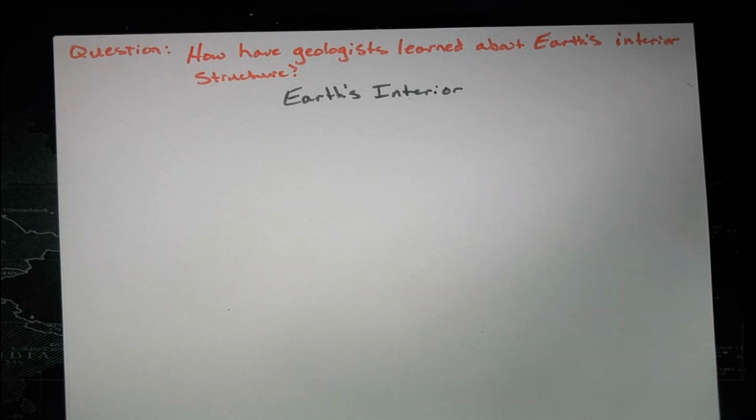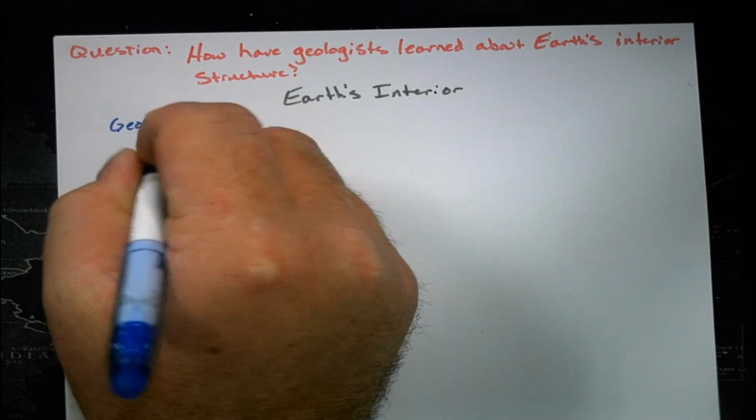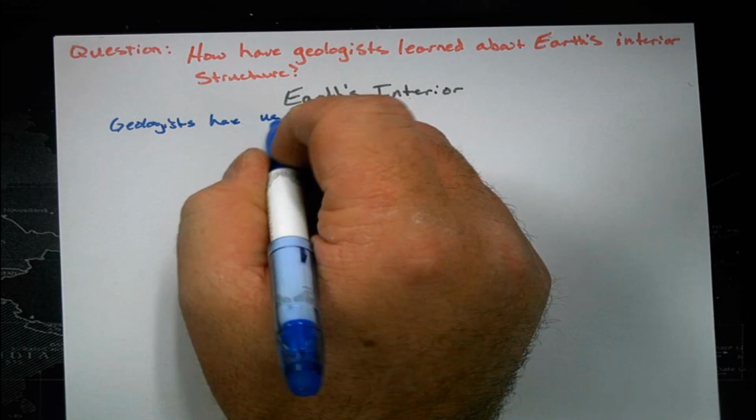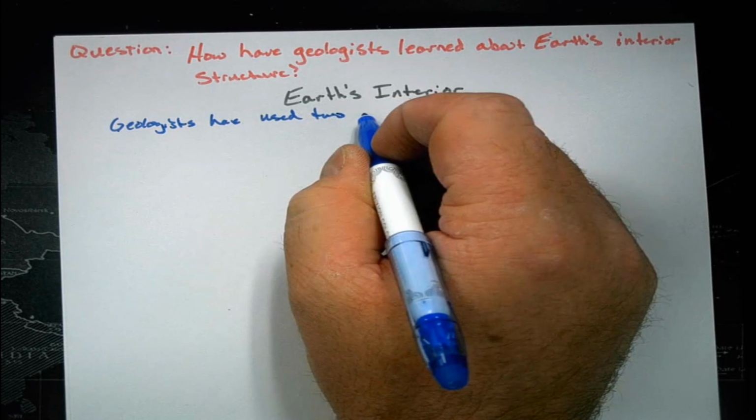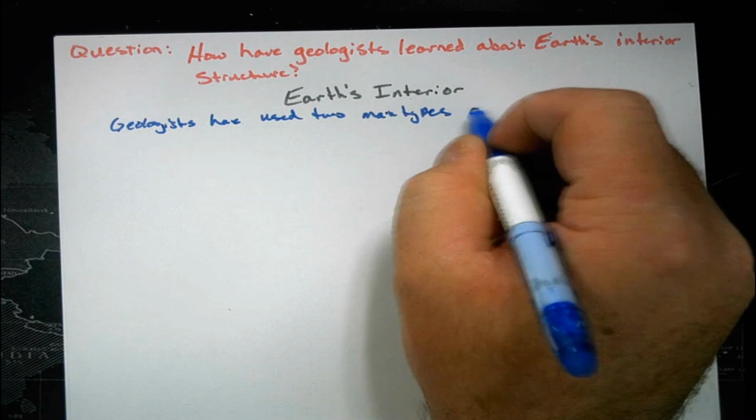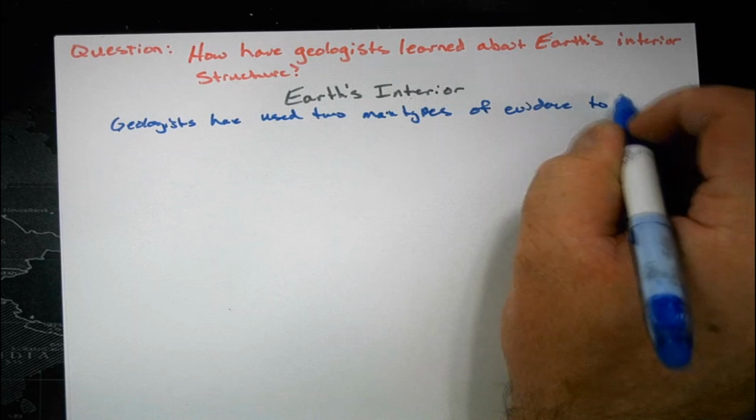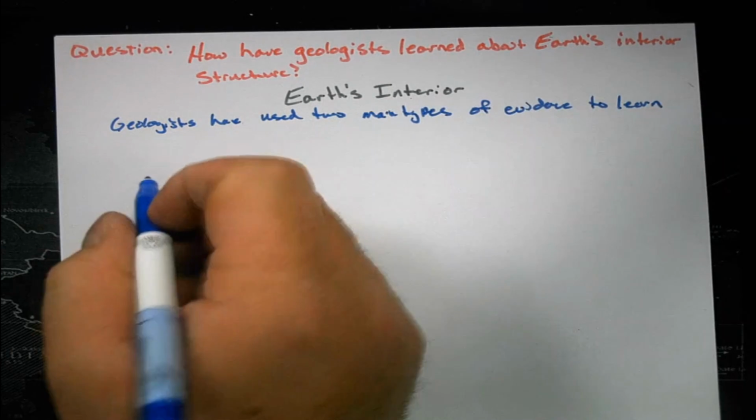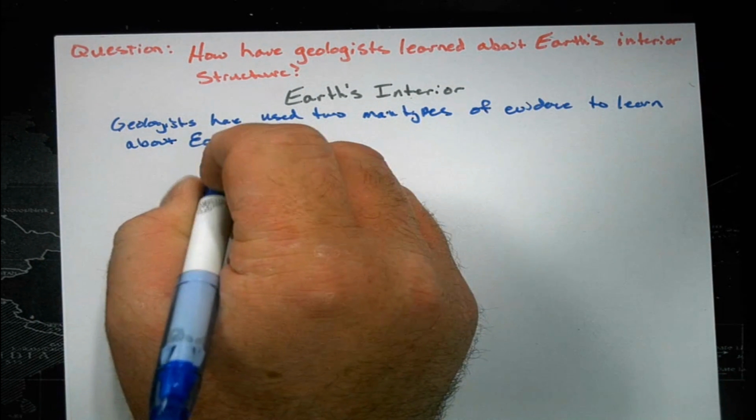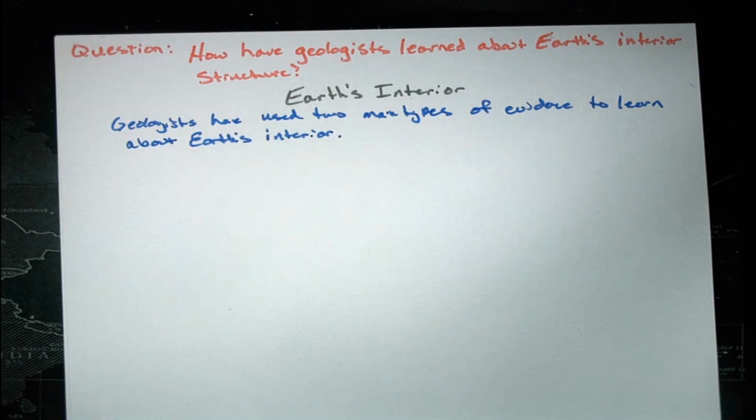Okay, and we have 2 main types of evidence to learn about Earth's structure. So geologists have used 2 main types of evidence to learn about Earth's interior.